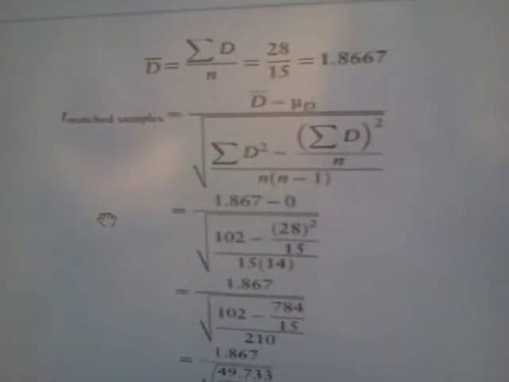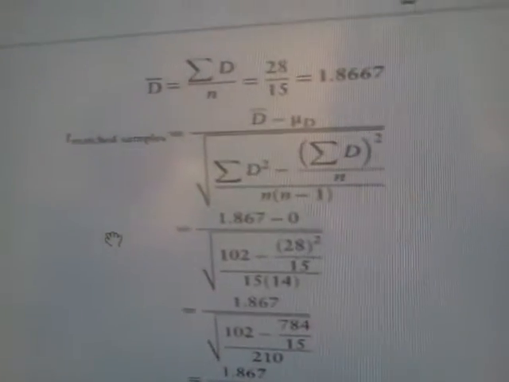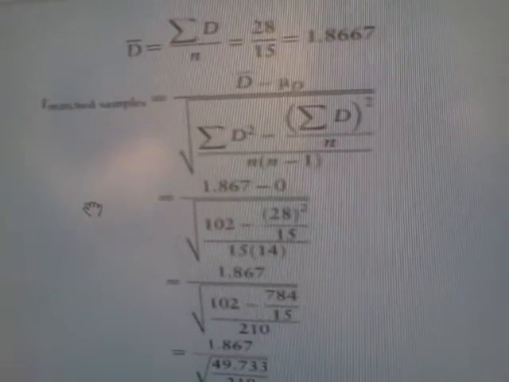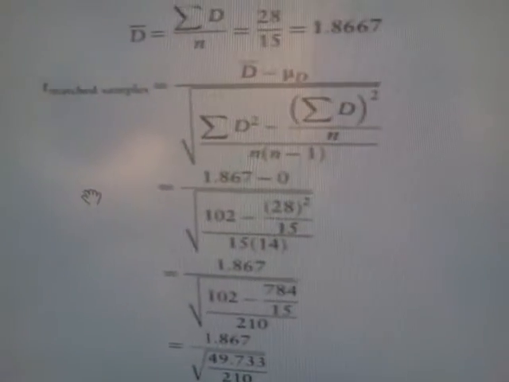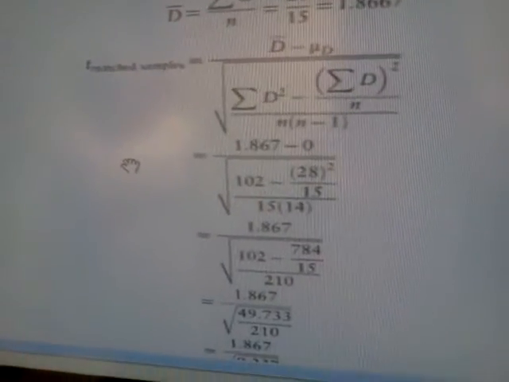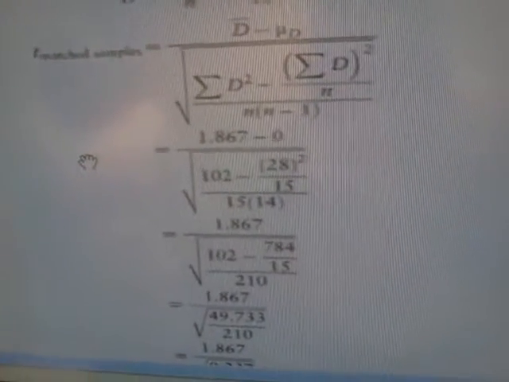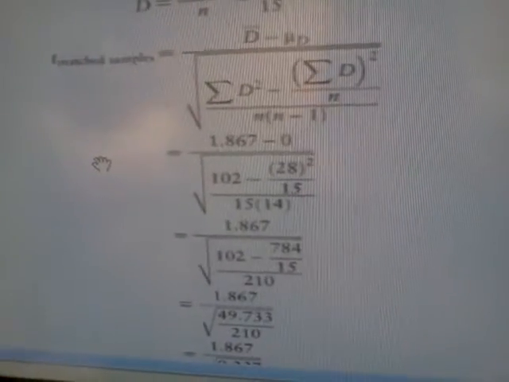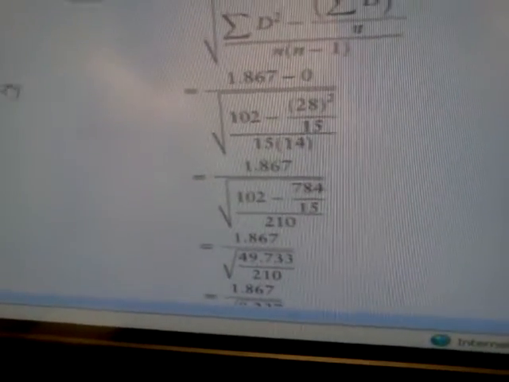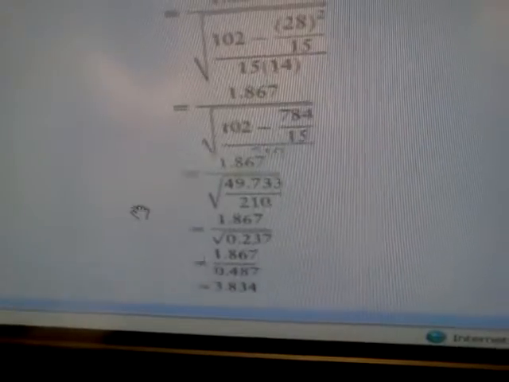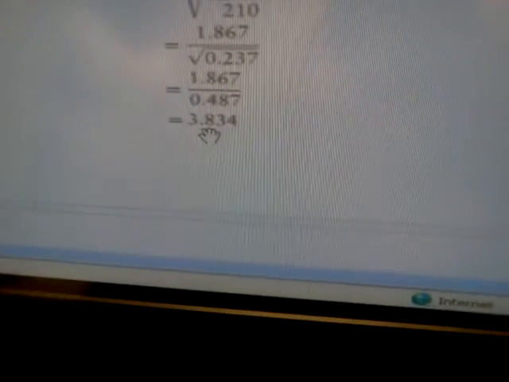The formula we will use to find the mean of the difference scores is the sum of D over N, which is 28 over 15, from the data, and equals 1.8667. To find the t for related samples, you would do the mean of the differences minus the population D, all over the square root of the sum of D squared minus the sum of D, squared, all over N, all over N times N minus 1. And here are the results, and it equals 3.834.